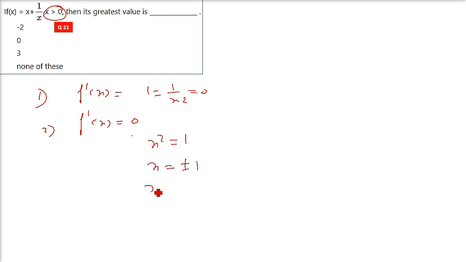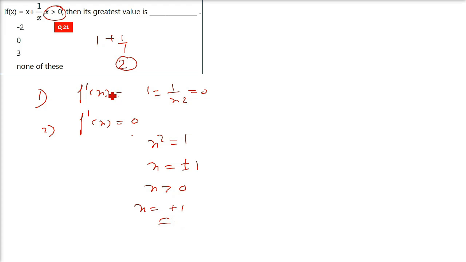But in the question it is already given x is greater than 0. When you have x greater than 0, x equals minus 1 is outright rejected. So x equals plus 1 is the only value from where we can go ahead. So what is the greatest value? x plus 1 by x is there, x equals 1, so 1 plus 1 by 1 is 2. This is going to be 2. So the greatest value of the function, which is 2, is not in the option. See, the greatest value of the function is coming to be 2 here.